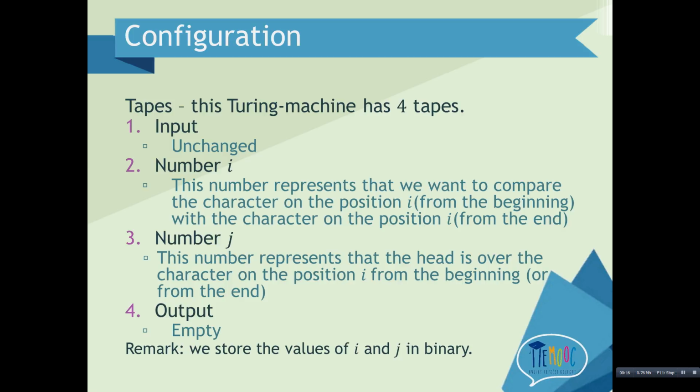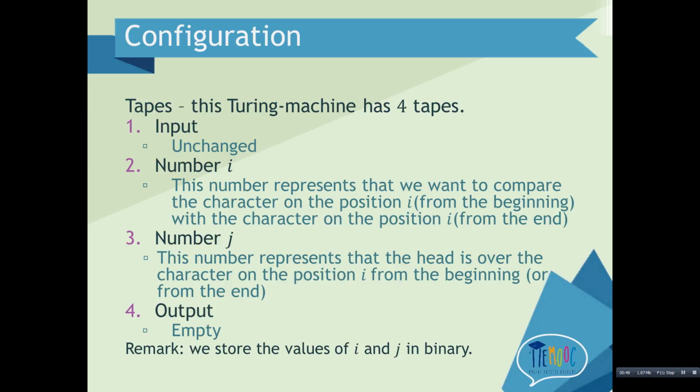The first tape stores the input word, which is unchanged. On the second tape we will store a number I in binary. This number represents that we want to compare the symbol on the position I from the beginning with the symbol on the position I from the end. On the first tape there is also a number j in binary. This number represents that the head is over the symbol on the position I from the beginning or from the end. The last tape is for the output, which is empty.